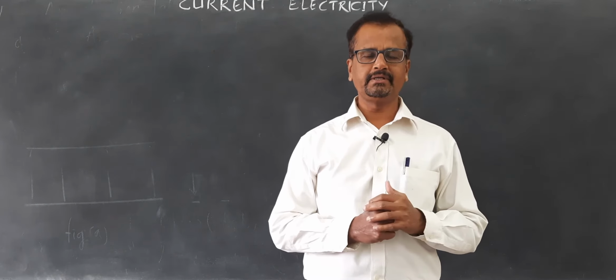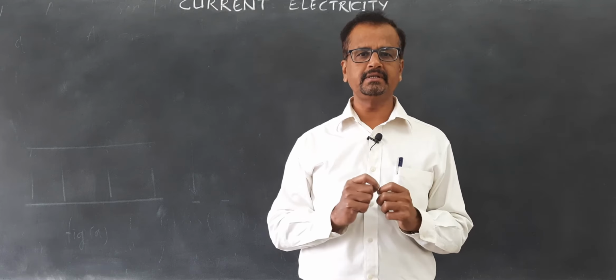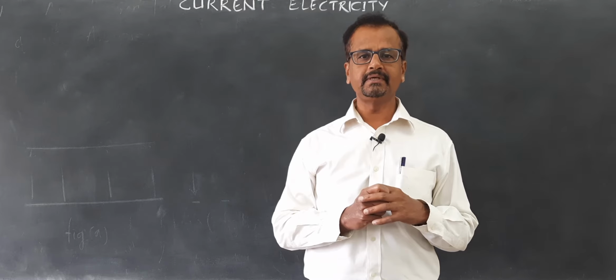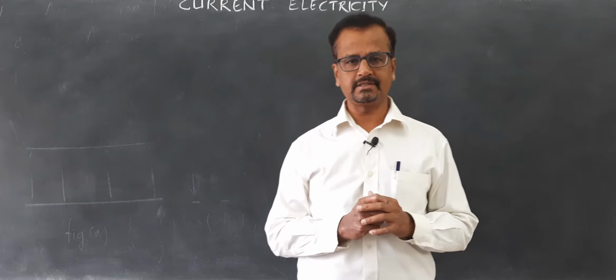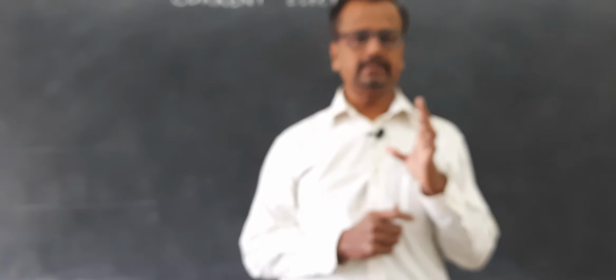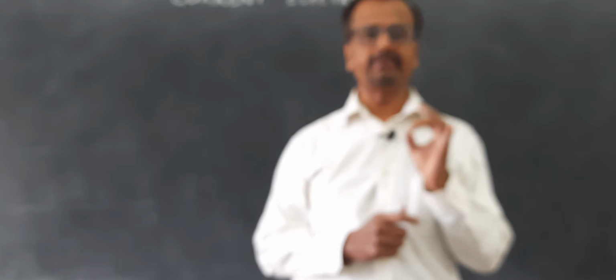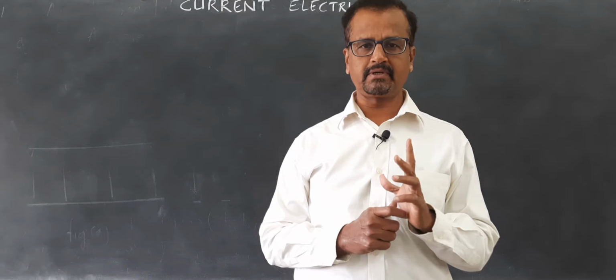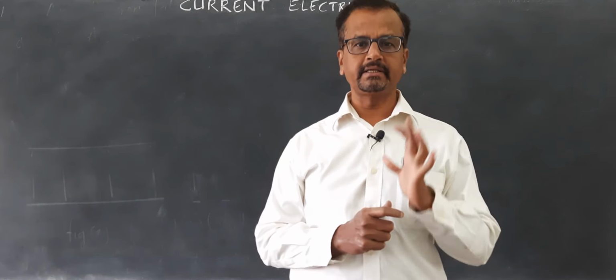In the series combination, the effective resistance of the combination is equal to the sum of the individual resistances of the resistors. Whereas in the case of parallel combination, the reciprocal of the effective resistance is equal to the sum of the reciprocals of the individual resistances.